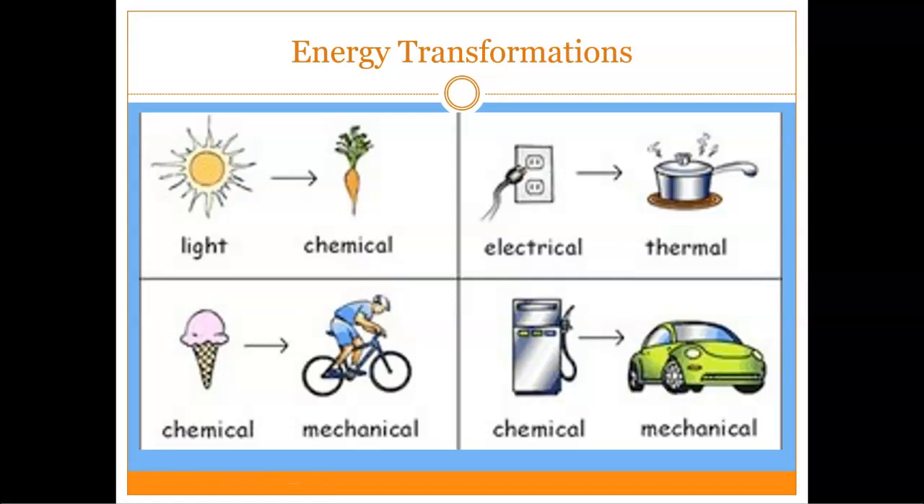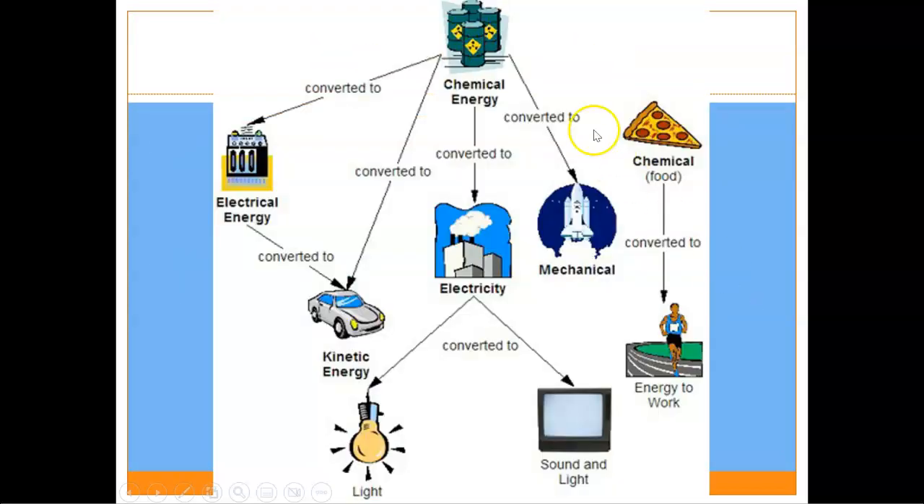Now, energy can change forms. You can't lose or gain energy, but you can change its form, and that happens very easily. So we have light energy turning into chemical energy through plants, photosynthesis. You have electrical energy that can turn into heat. You have chemical energy from things that we eat turning into mechanical energy in our bodies. Chemical energy from gas can turn into mechanical energy in a car. Or you can have light turn into mechanical. So on and so forth. There are lots of different ways that energy can transform, and it does so very easily.